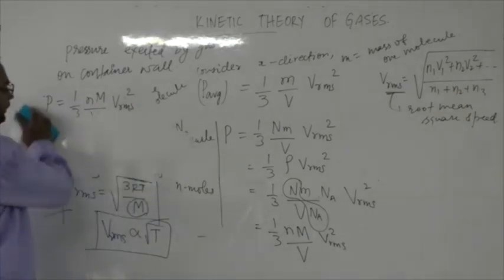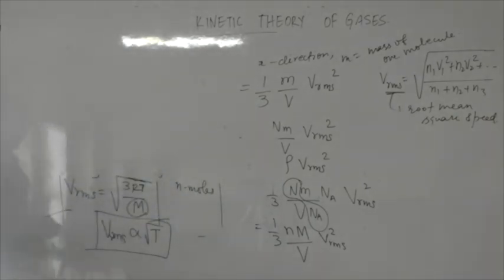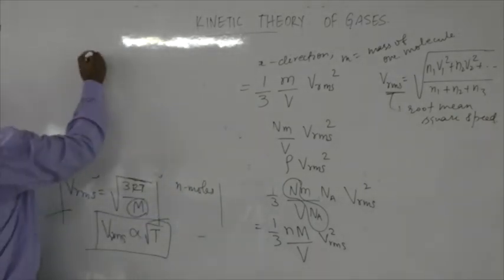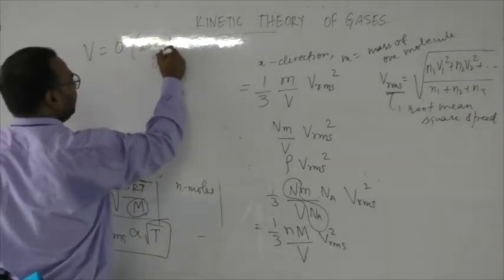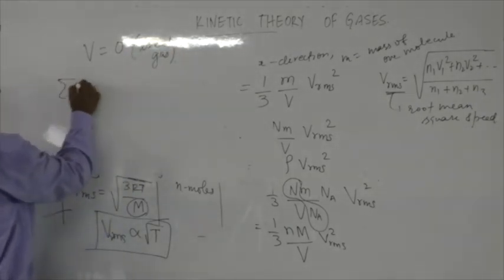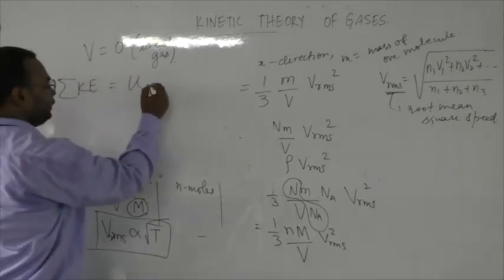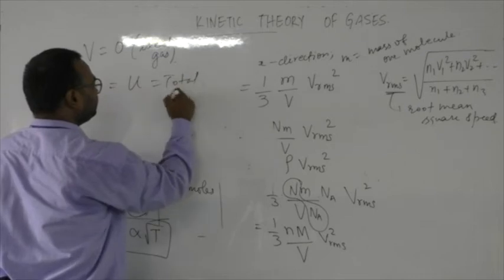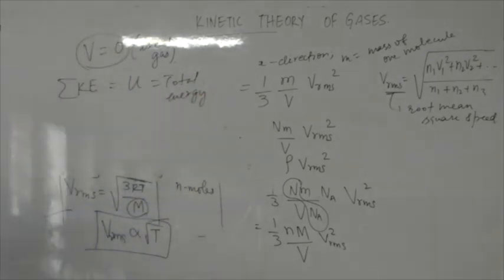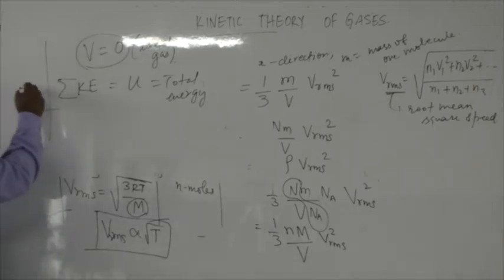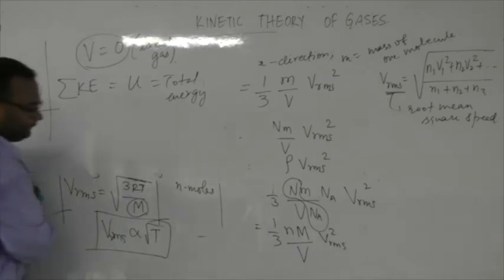Now, also understand that if there is no potential for an ideal gas, that means all the energy taken in terms of kinetic energy is the total energy of the gas, because V is 0 for an ideal gas. This is important.